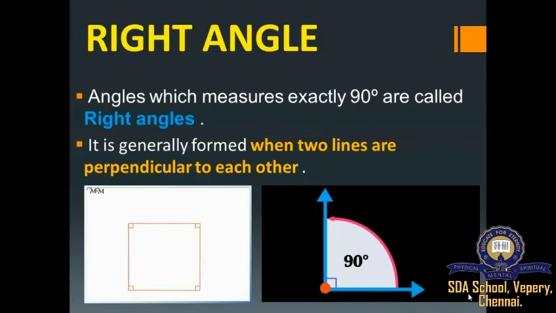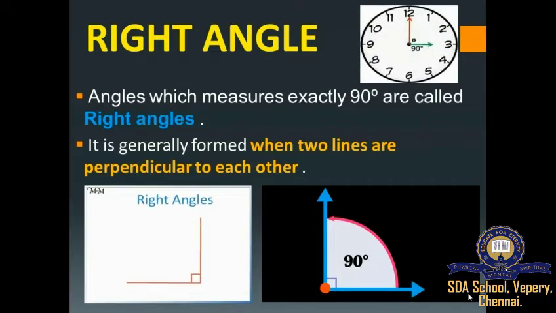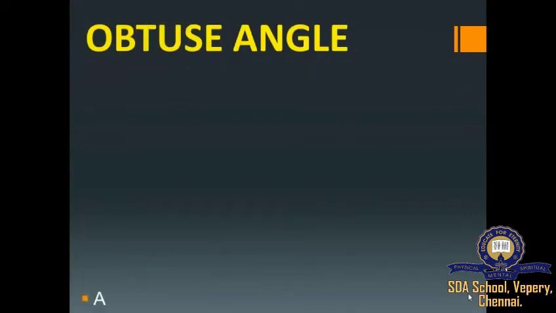Look at this wall clock, students. It is mentioned 3 o'clock, right? So the hour and the minute hand form a right angle at 3 o'clock. An angle measuring exactly 90 degrees is said to be a right angle. Now we'll move on to obtuse angle.